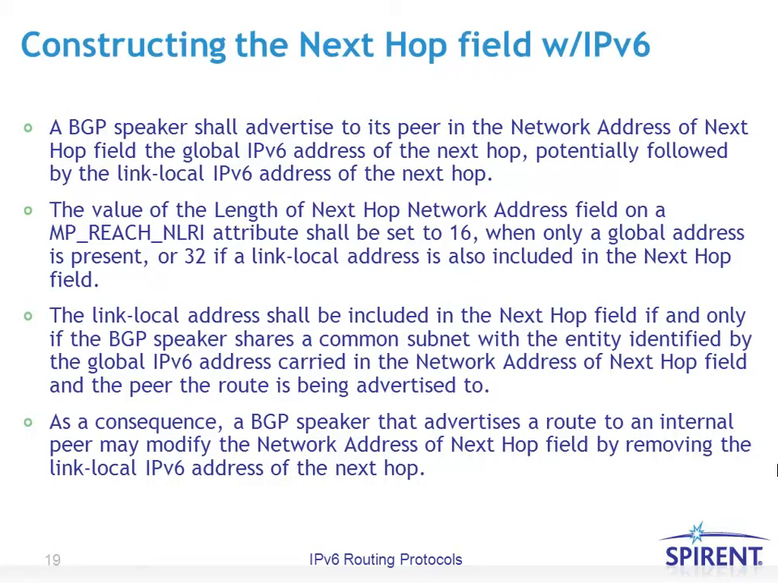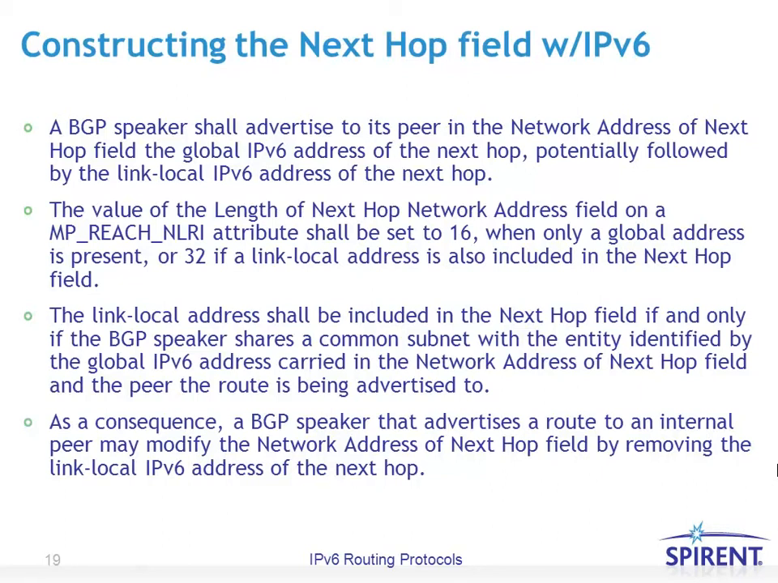So, constructing the next hop field with IPv6. A BGP speaker shall advertise to its peer, in the network address of the next hop field, the global IPv6 address of the next hop, potentially followed by the link local IPv6 address of the next hop. That could be differentiated by the value of the length of the next hop address field in the multi-protocol reachable NLRI attribute. It would be set to 16 when only a global address is present, or 32 if a link local address is also included in the next hop field.